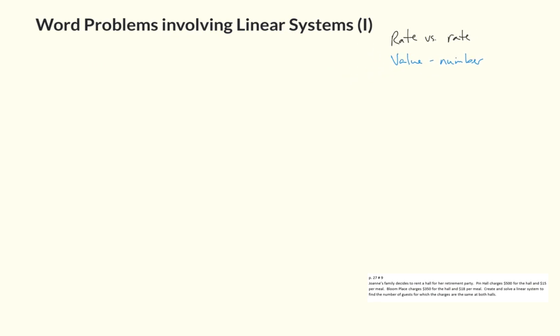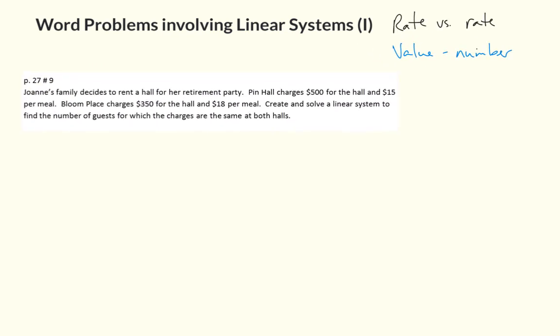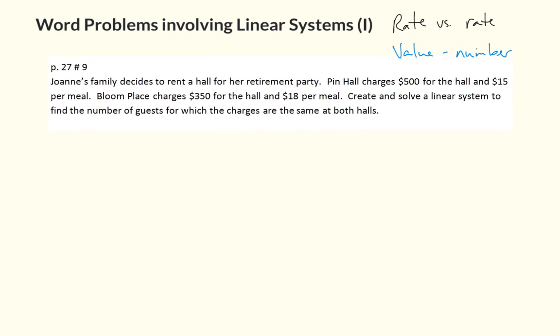So we're going to jump right in, and I'm going to bring up an example here. I took it right from the textbook from page 27, number 9, and it's talking about renting a hall, and there's two possibilities. There's Pin Hall and there's Bloom Place, and this is a rate versus rate problem. How can we tell? Well, there's a rate of $15 per meal at the one place, $18 per meal at the second place. That's always one clue that this is a rate versus rate problem.